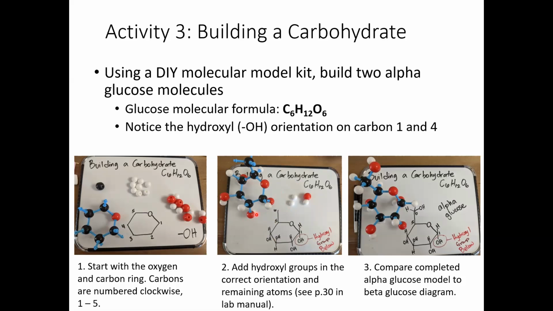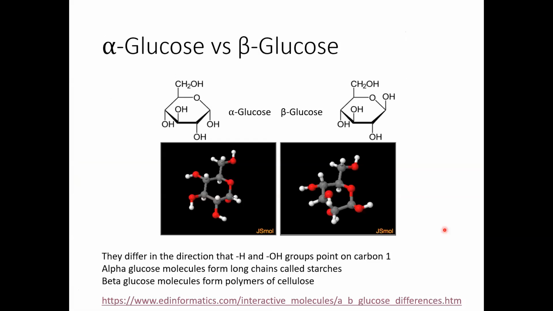So once you are completely done building this, you will compare your completed alpha glucose model to your beta glucose diagram. And there is actually a site you can follow to see this done in case you don't have the material at home. That is completely okay. You can follow this website and you can see an alpha glucose molecule and a beta glucose molecule completed. And essentially what you're going to see is that you could play with this and rotate it around, but essentially what you see is that they differ in the direction that the hydrogen and hydroxyl group points on carbon 1.